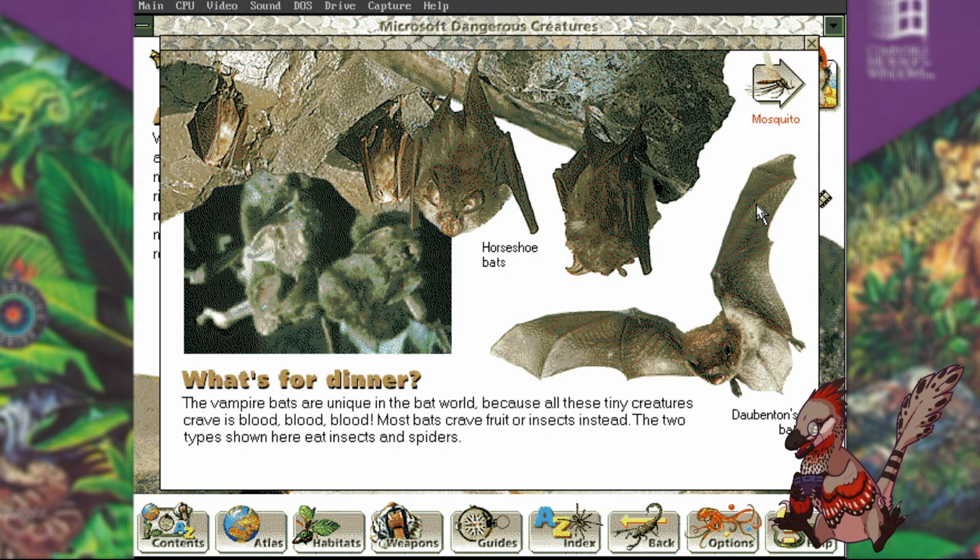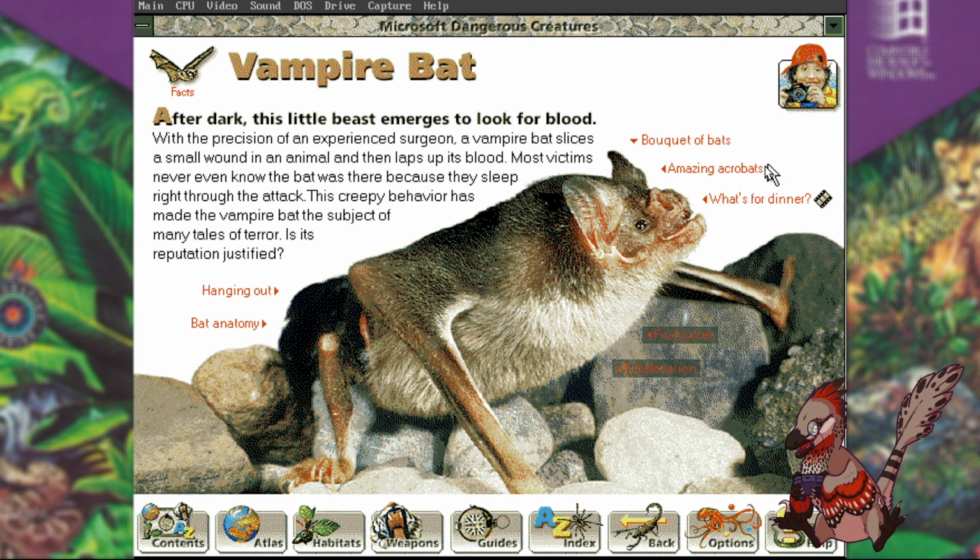Most bats crave fruit or insects instead. The two types shown here eat insects and spiders. Alright, I did not actually know that there were bats that are essentially gigantic mosquitoes that just feed on blood. That is terrifying. I did not know that. That makes sense now, with the whole Dracula and vampire theme. I never quite knew why the blood sucking was a thing. But if there are actually bats that do suck blood, that makes a whole lot more sense. I didn't know there actually were.